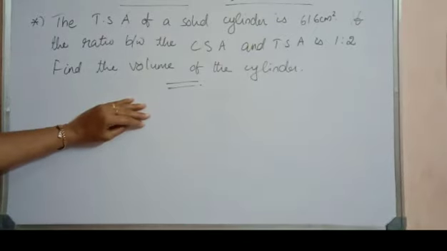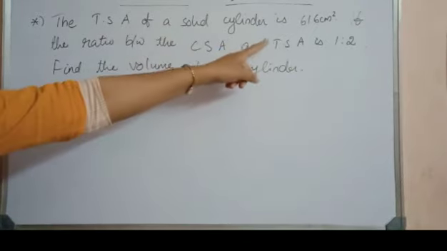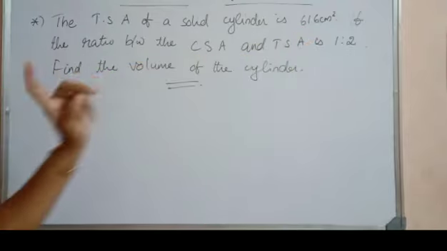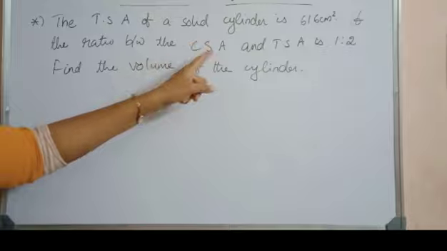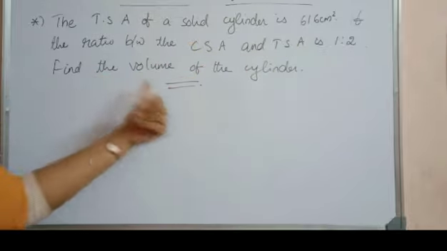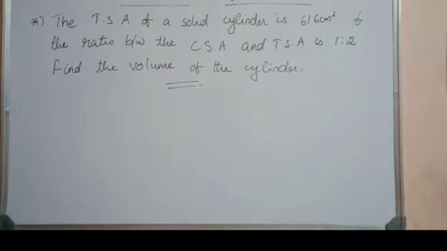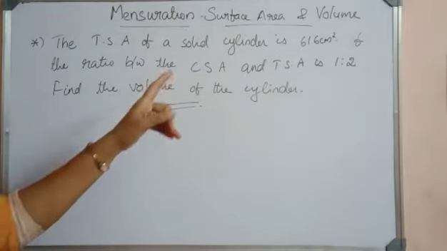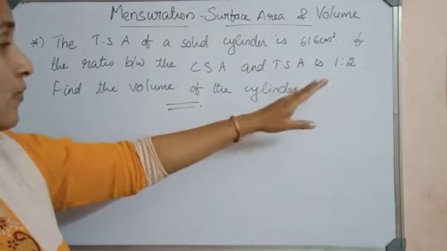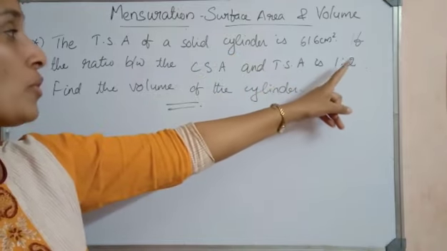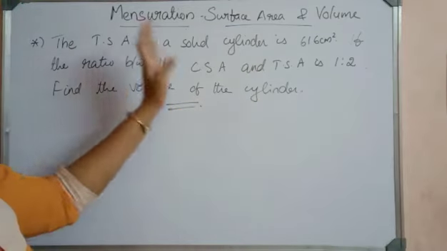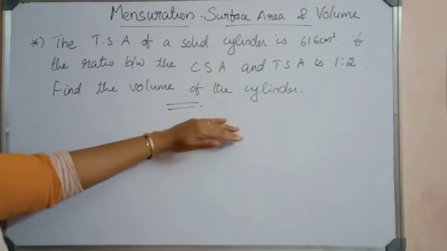Now this question is for you. The total surface area of a solid cylinder is 616 centimeters square. If the ratio between the curved surface area and the total surface area is 1:2, find the volume of the cylinder. Solve it and let me know the answer. Here you need to consider the curved surface area as well as the total surface area formula and substitute with 1:2. Then find the radius and whatever the required data and then find the volume of the cylinder.